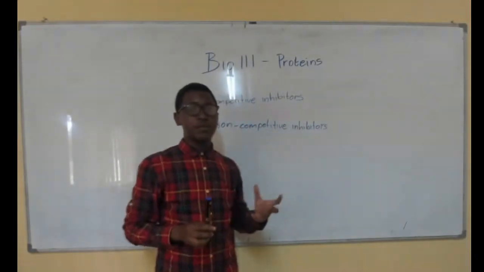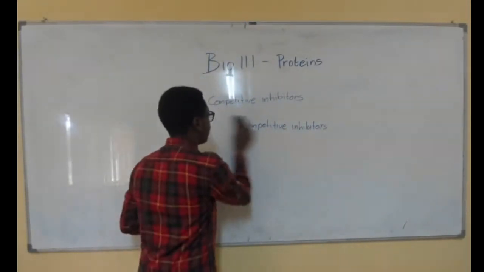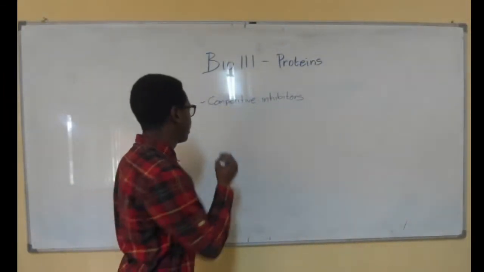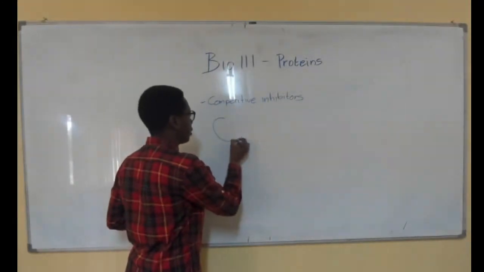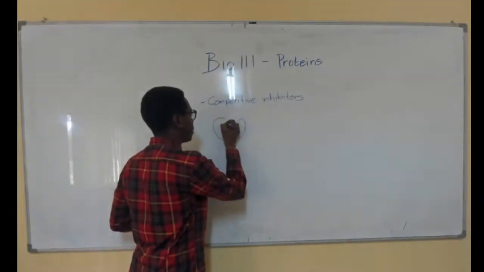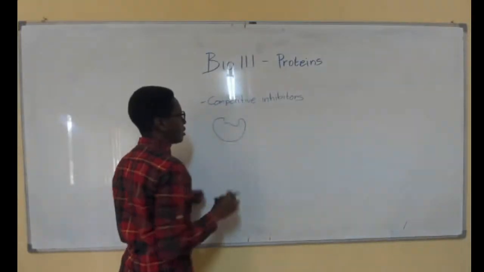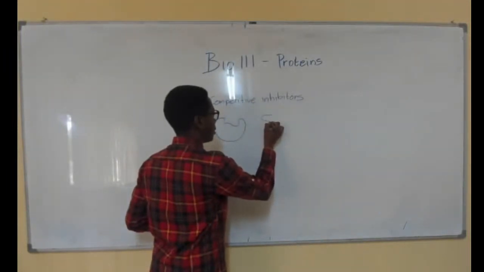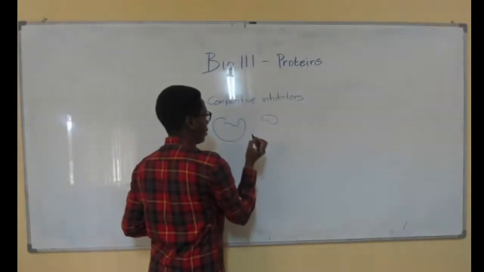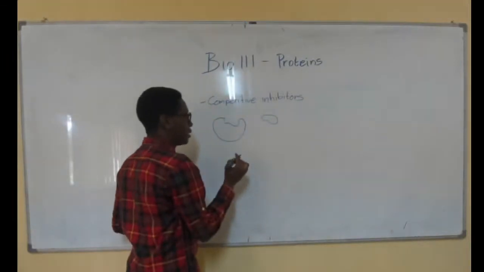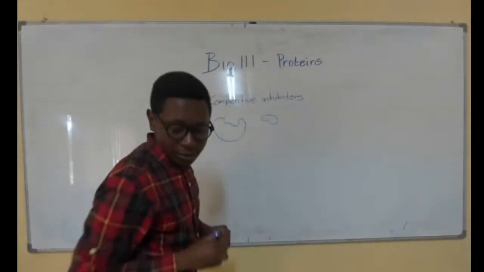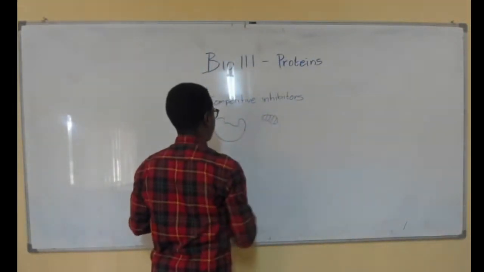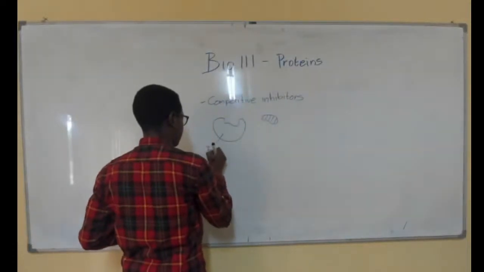So for competitive inhibitors, remember, we said an enzyme has an active site which has a complementary shape to the substrate. So let's say this is a substrate, this is our enzyme.